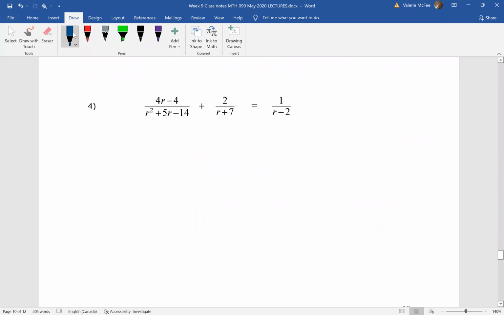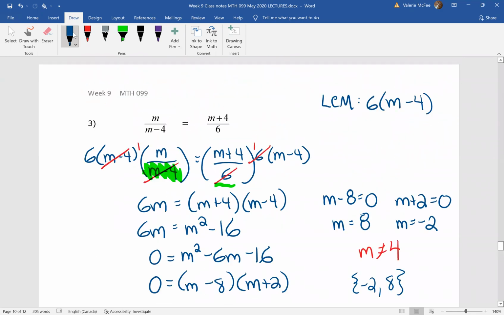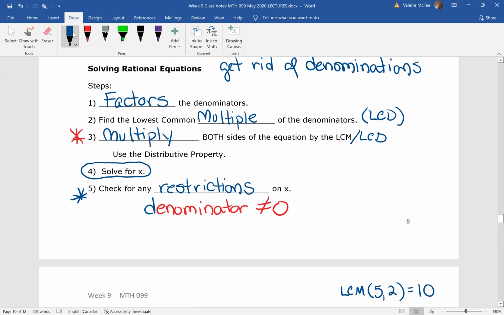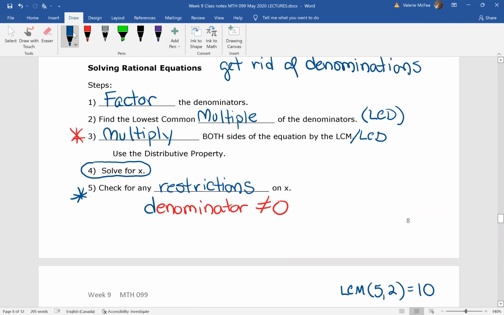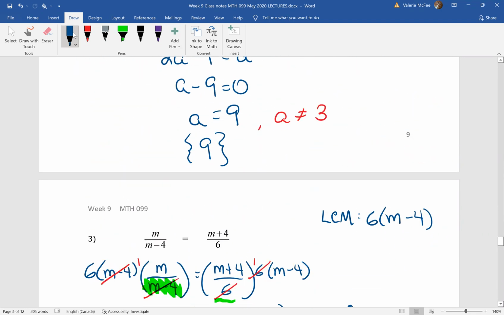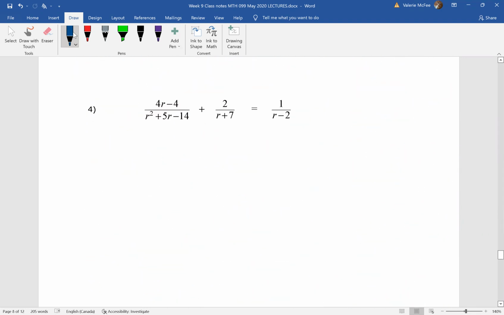One more question. I think we should do this one together. Do you remember the steps? It's been a while since we looked at them. Step 1 says to factor the denominators and find the lowest common multiple of the denominators. Okay, let's do that.